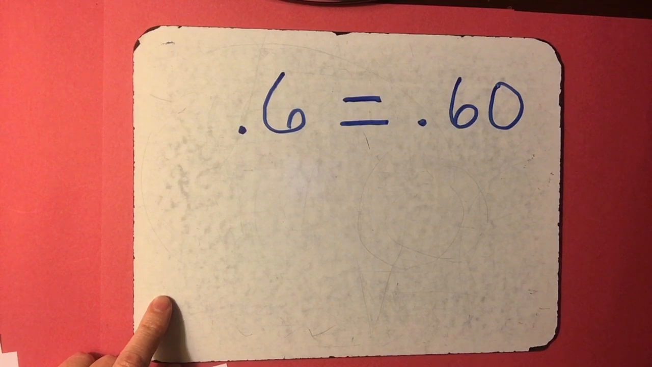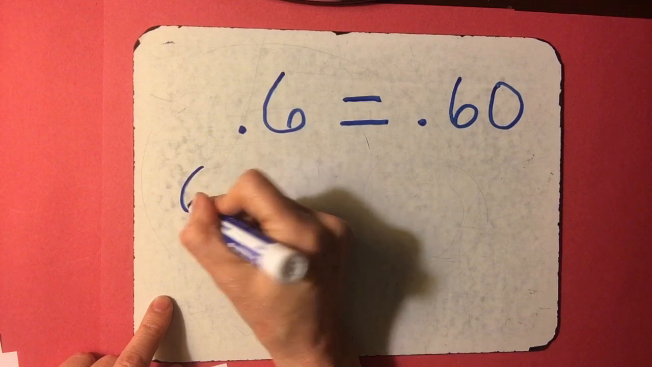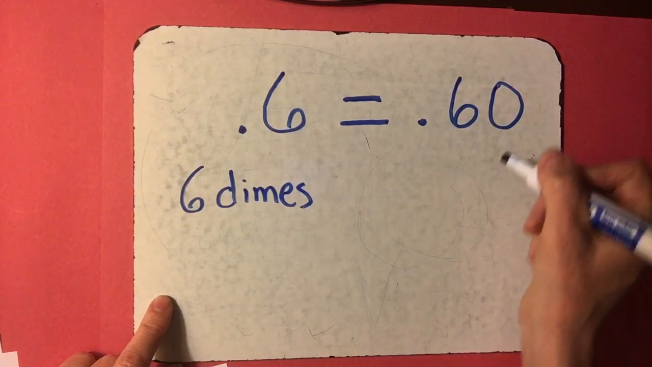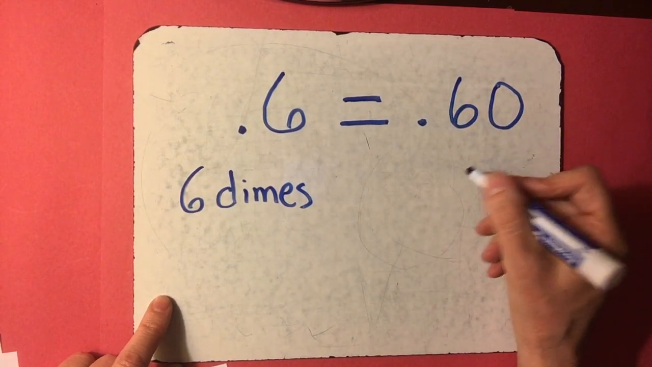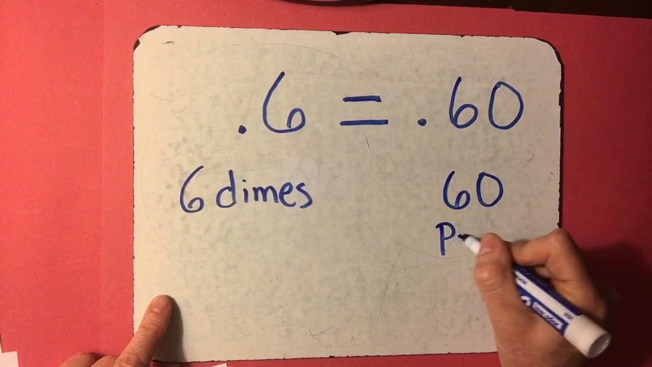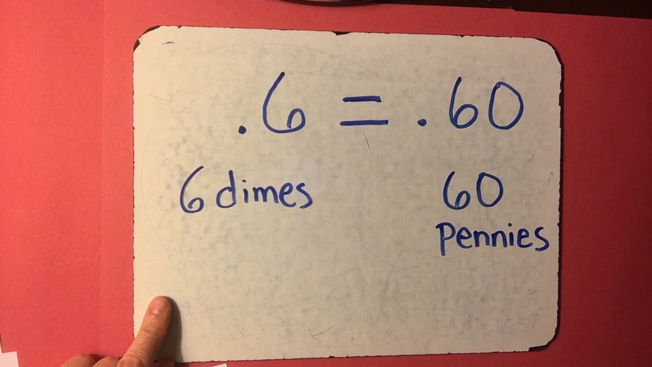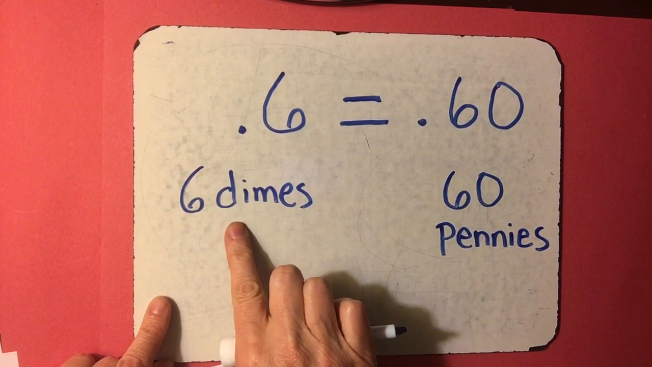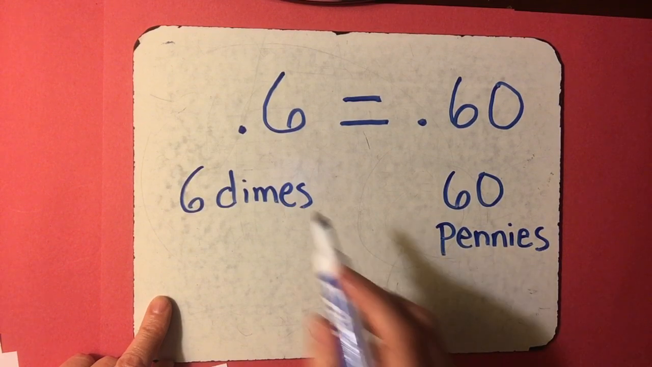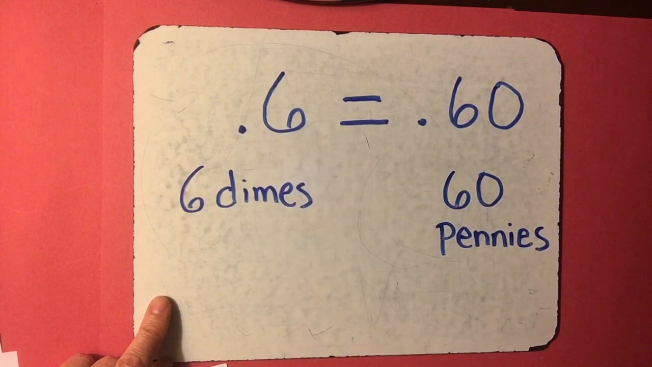And one way to think about that is if we called 6 tenths of a dollar 6 dimes, right? We would have 6 dimes, or 60 1/100ths of a dollar, we would have 60 pennies, right? So we would have the same amount of money, just in different forms. 6 dimes, 60 pennies, all the same amount. So this is equivalent. So if you said this one's not bigger than this one, you were correct.